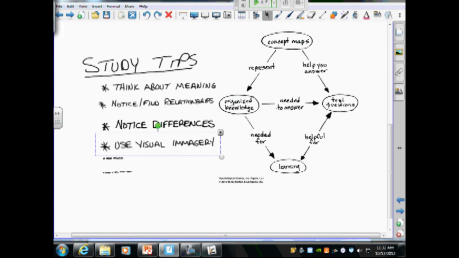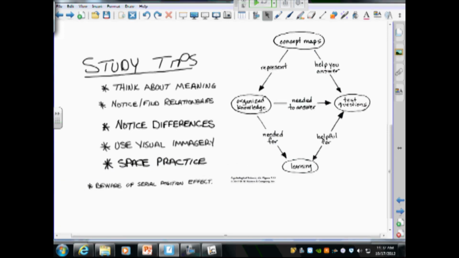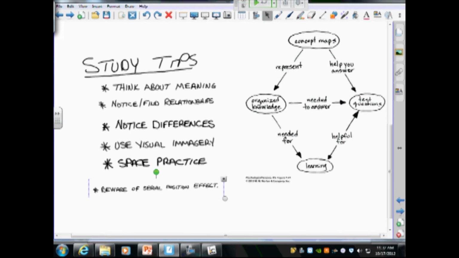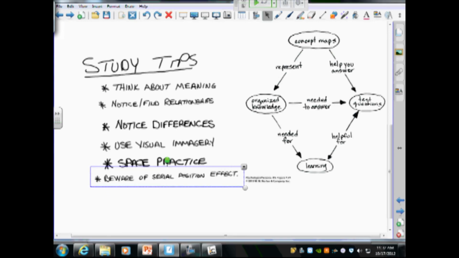Use visual imagery where you can. That's always helpful. Space out your practice. We've talked about this again and again throughout the semester. Cramming is not going to work for you as well as spacing out your practice. And beware of the serial position effect. Learning the order of things is generally not that helpful unless it's something that's order dependent.